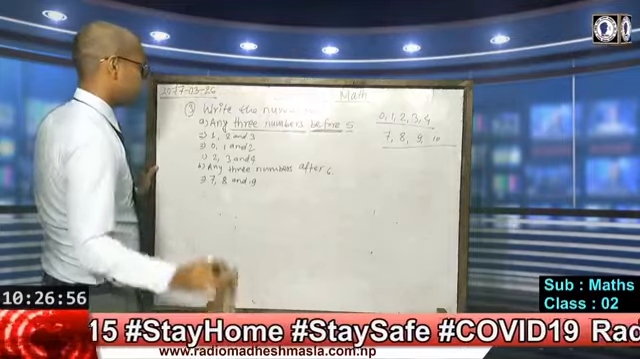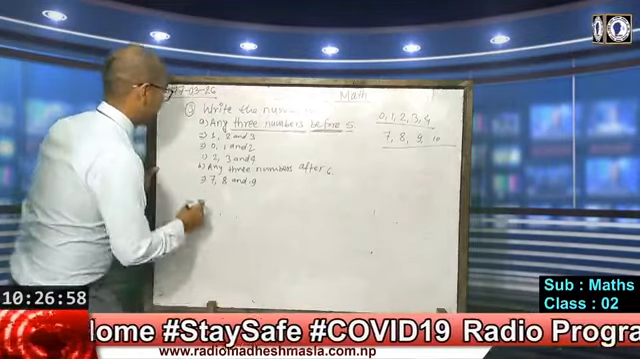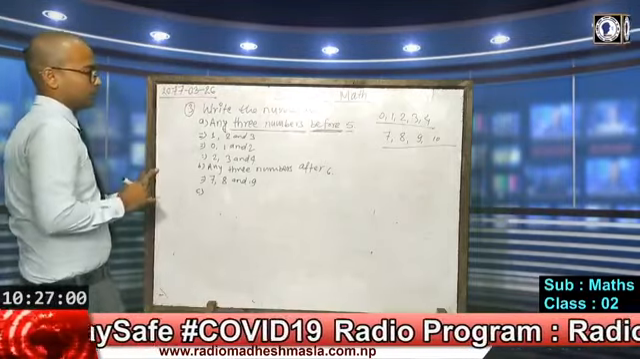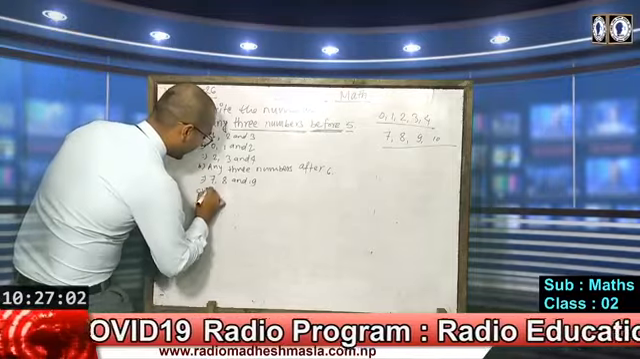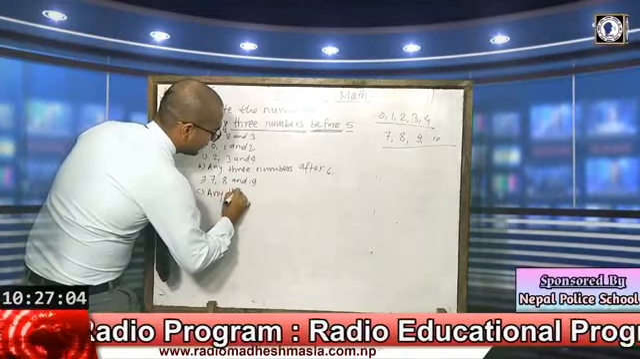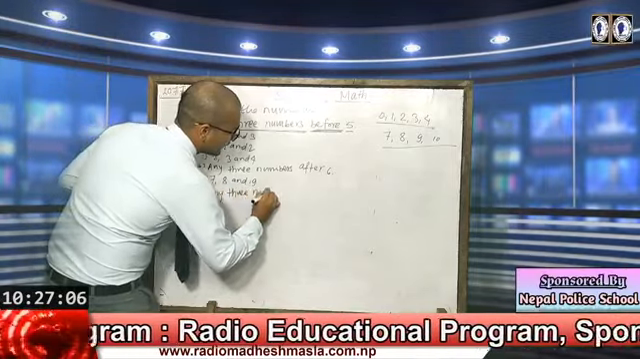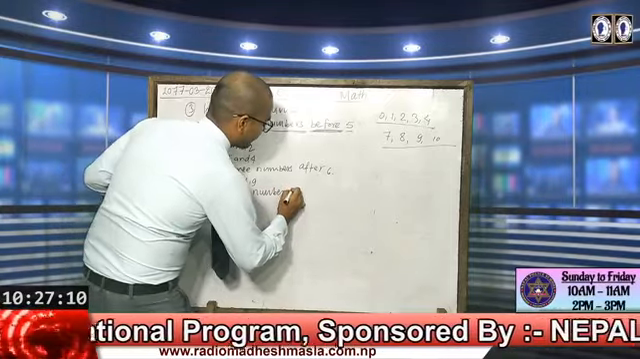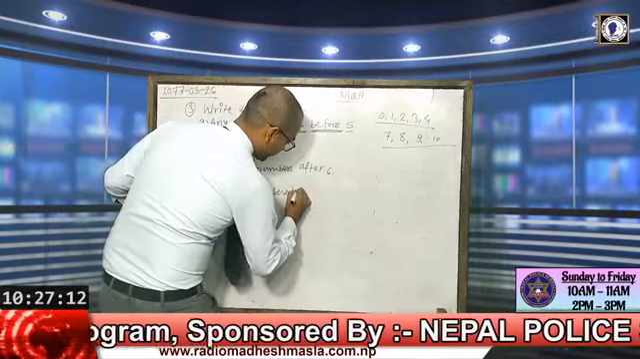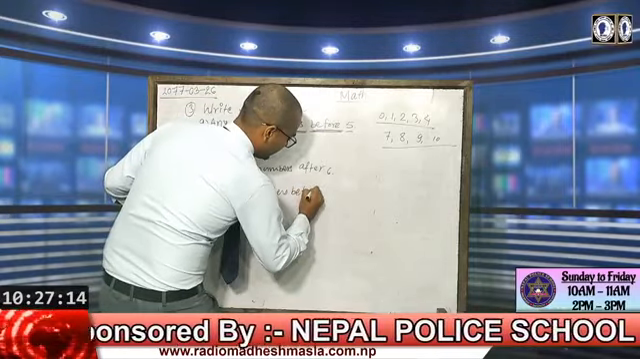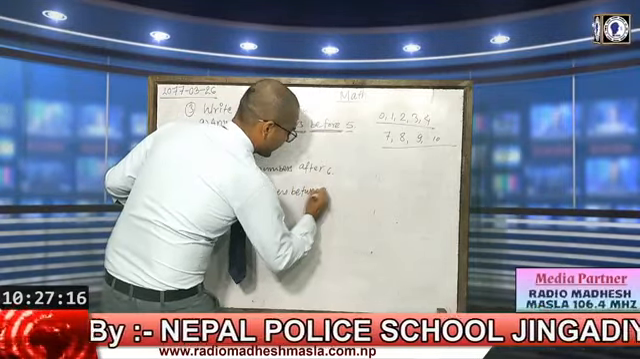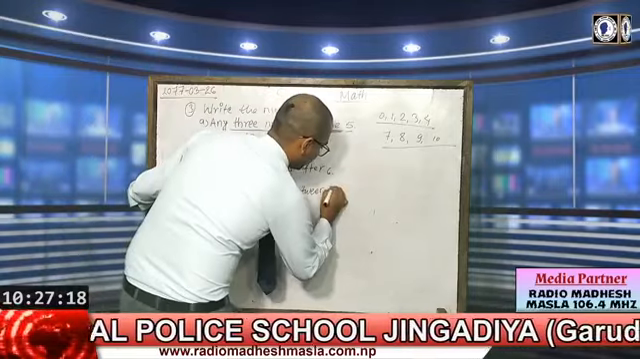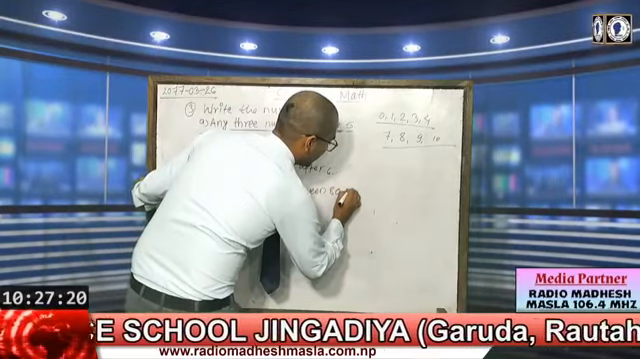Yes, so let's take the third question. Your third question will be like this: any 3 numbers between 80 and 90.